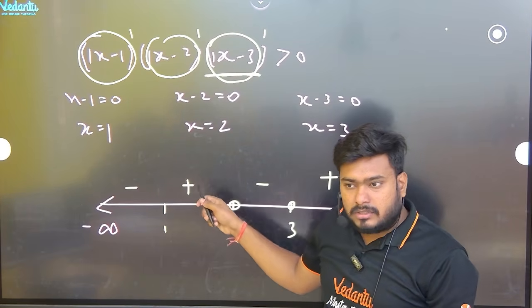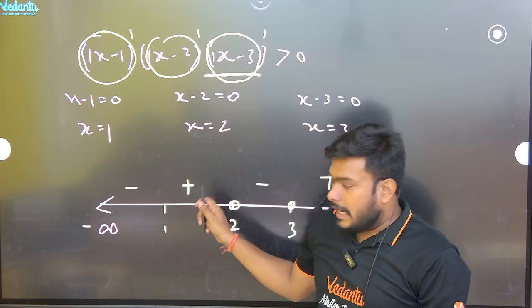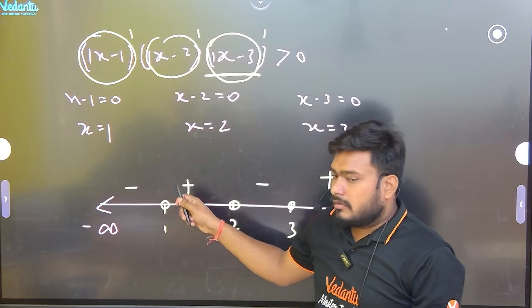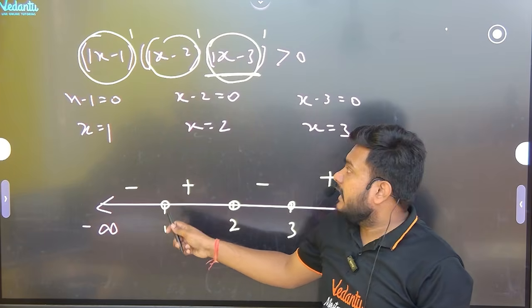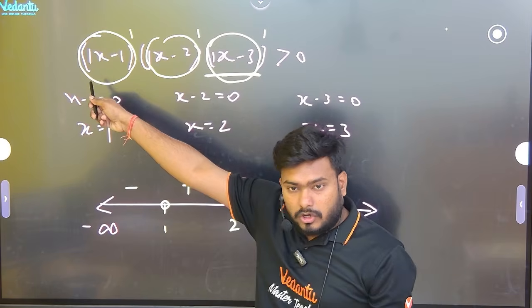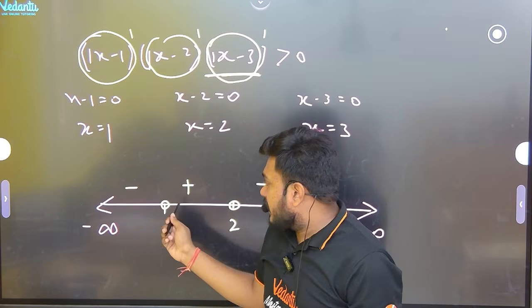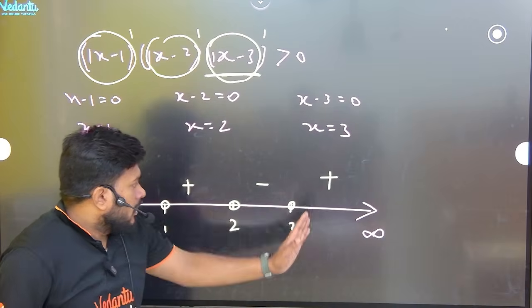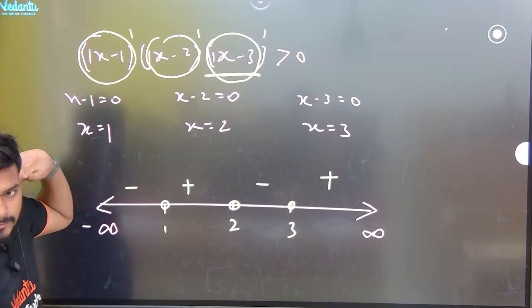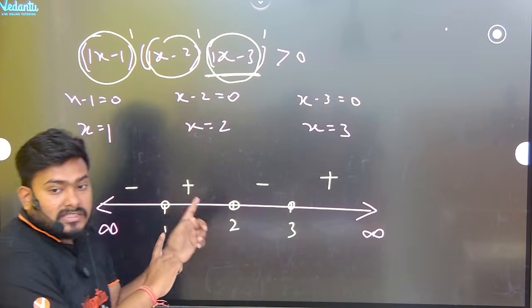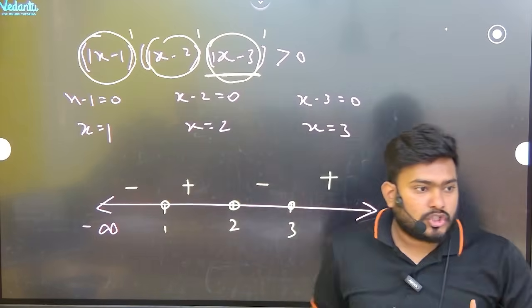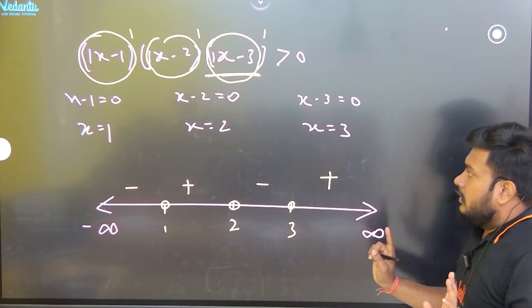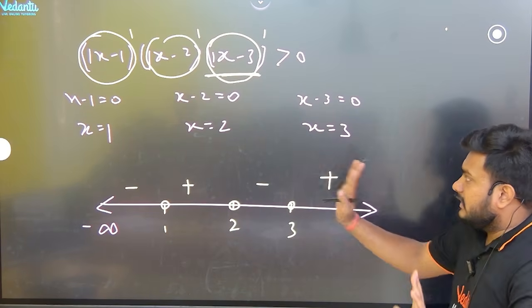So minus becomes plus. Again I reached where? 1. 1 is coming from which bracket? Odd. Power odd. Again change of sign. Plus becomes minus. This is how you will plot this: plus, minus, plus, minus. Then change of sign will not happen. We will do one more question at that time. Now, concluding the answer for this.